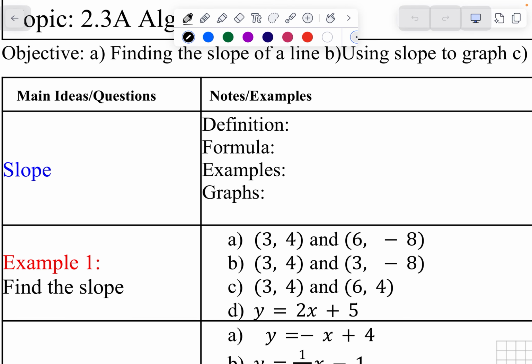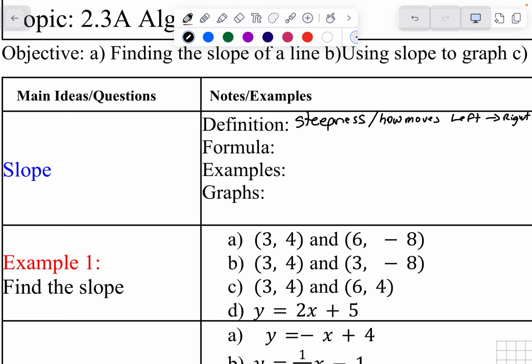We can think of it as the steepness. We can think about how the line moves from left to right. So that's a good way to think about it, okay? It's the steepness, how it moves from left to right. There's a formula you're going to have memorized, okay?